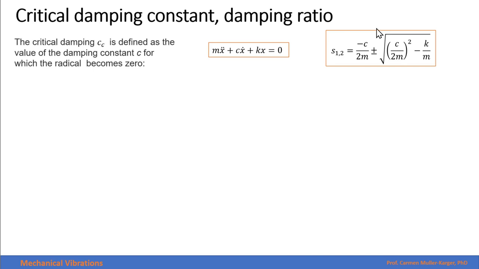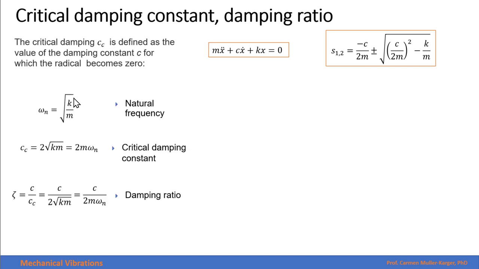Now that we have our two solutions, let's introduce some parameters. We have already introduced the concept of natural frequency. The natural frequency of the system will be equal to the square root of the constant of the spring divided by the mass of the system.